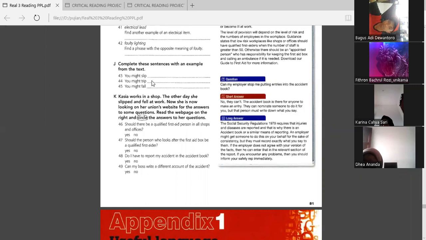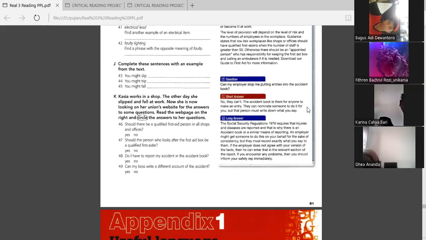And then, let's continue. RC, 43 up to 45. Okay. Complete these sentences with an example from the text. Number 43, you might sleep... And the answer is, you might sleep on an icy surface. Icy surface. Okay, go on.